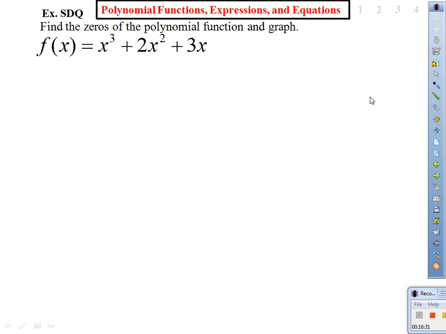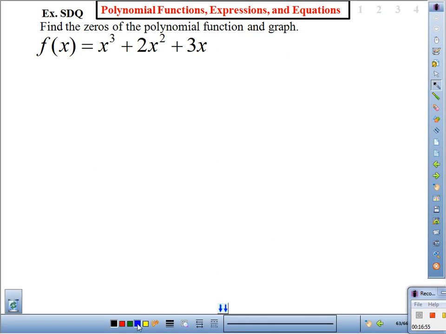Super Duper Q. Copy this one. Crank it up a notch. Focus, focus. f of x equals x cubed plus 2x squared plus 3x.